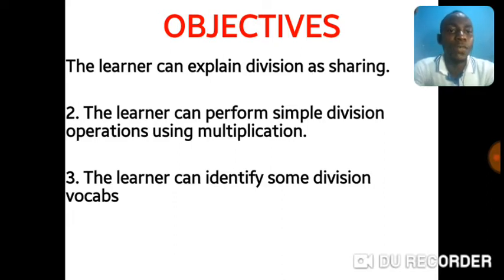You can identify some division vocabs. Now get ready for the lesson.